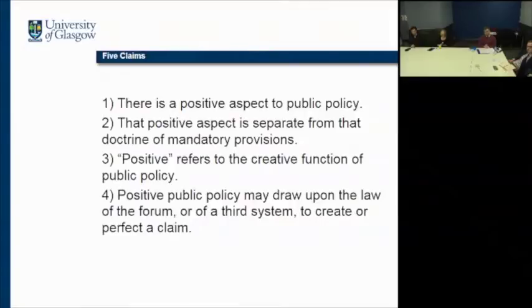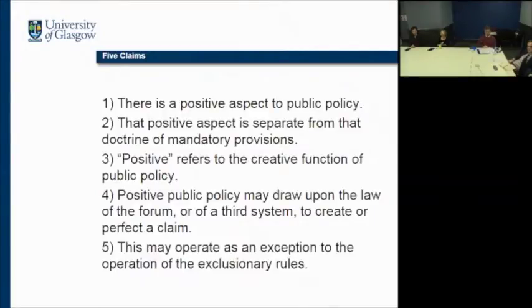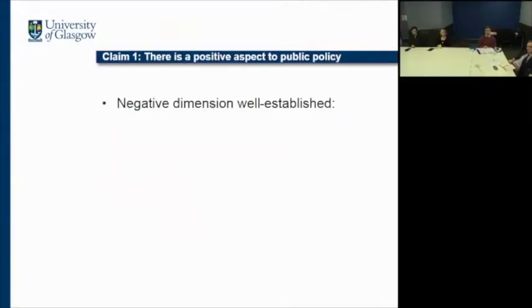Fourth, that public policy can do this either by looking at what the law of the forum says and applying that to the situation, or it can pick from a third system which wouldn't otherwise be applicable to give rise to those rights and duties. And the fifth claim is that if all that's true, then I think they should operate as an exception to the exclusionary rules. So, positive versus negative, what do we mean?